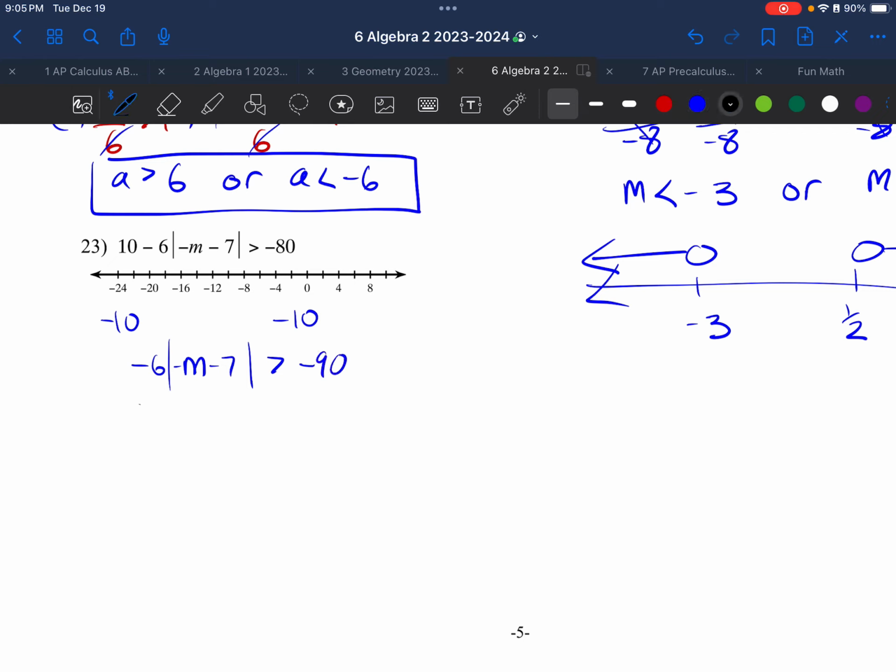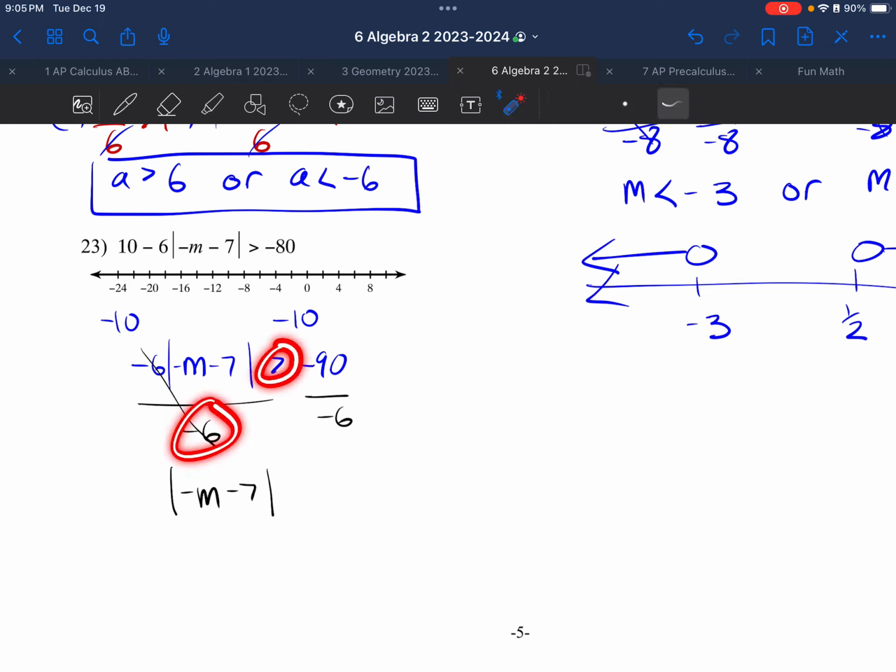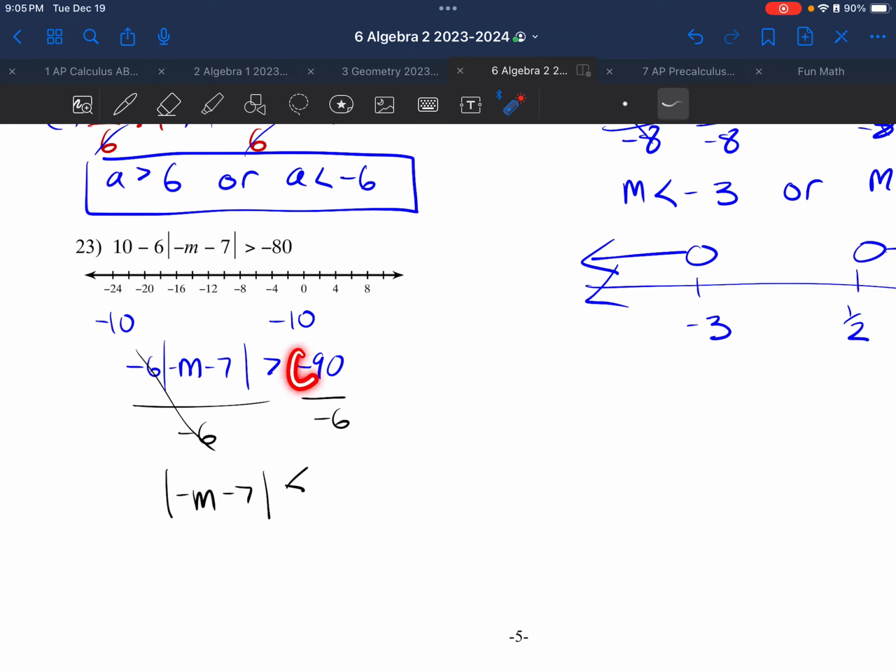From there, we're going to divide by negative 6, divide by negative 6, you're gone. Now we're going to say the absolute value of negative m minus 7. Oh look, we multiplied or divided by a negative, so the sign will switch to a less than, and I'm going to do negative divided by negative, which is a positive.